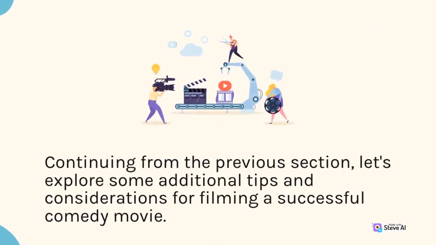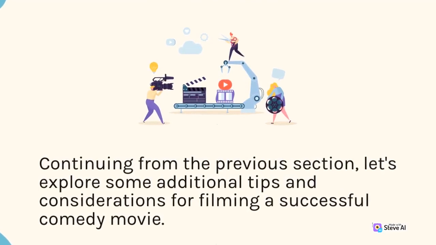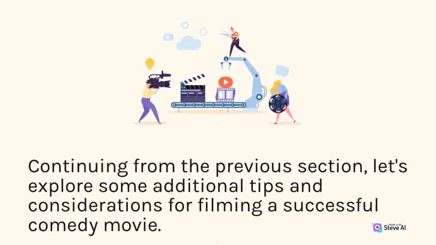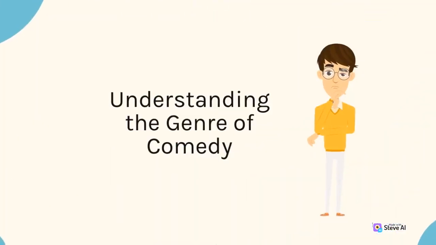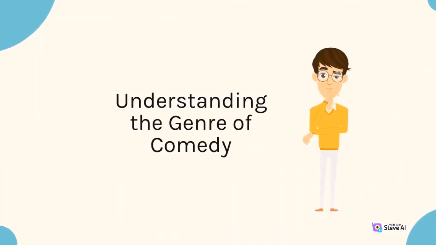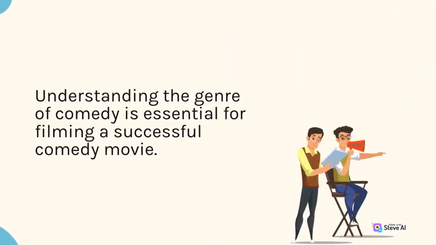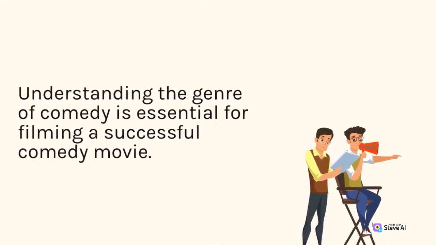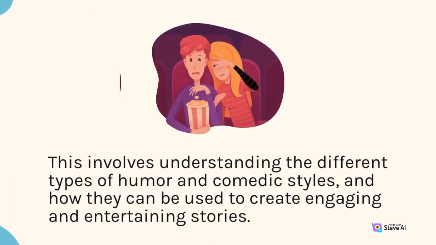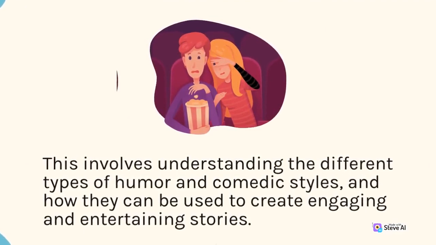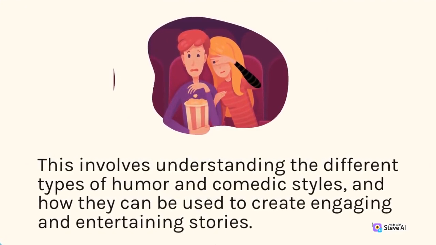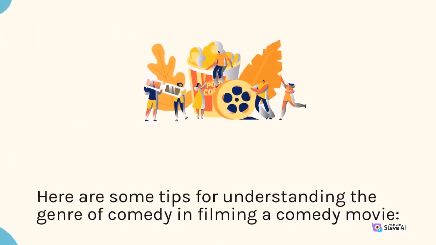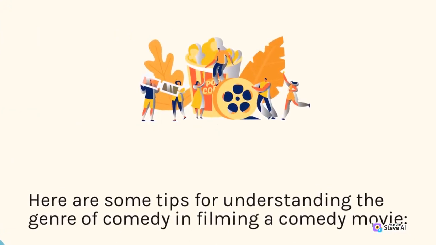Continuing from the previous section, let's explore some additional tips and considerations for filming a successful comedy movie. Understanding the genre of comedy. Understanding the genre of comedy is essential for filming a successful comedy movie. This involves understanding the different types of humor and comedic styles, and how they can be used to create engaging and entertaining stories. Here are some tips for understanding the genre of comedy and filming a comedy movie.